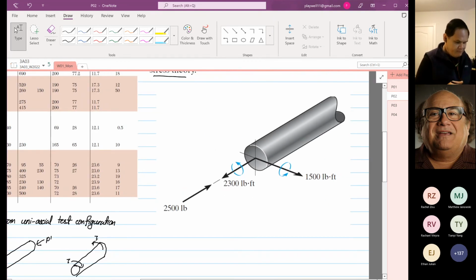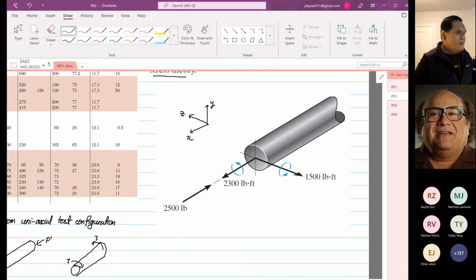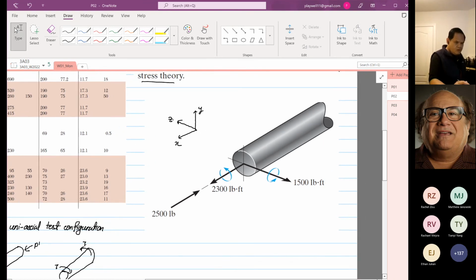Now this is real life. So if I were to sketch out a transformation, this is our Y, this will be our X, and this over here is our Z. Can anyone hear me? Yes, I can hear Mike. Any question? No question. Okay. So if you look at this case, is the structure loaded in uniaxial direction?